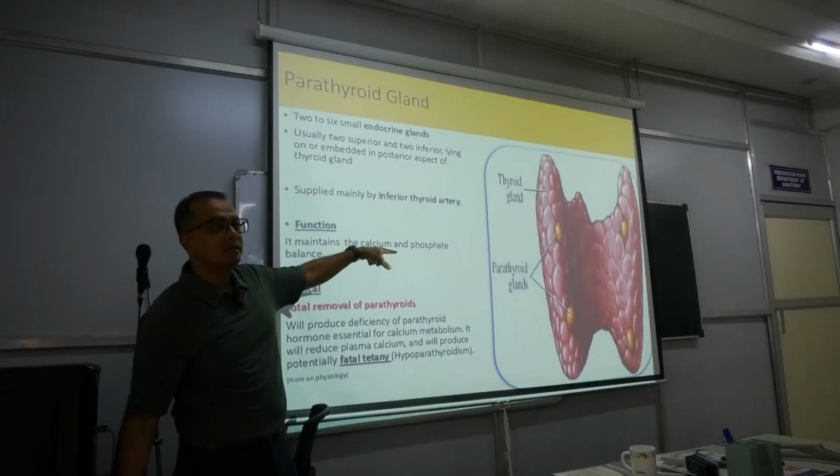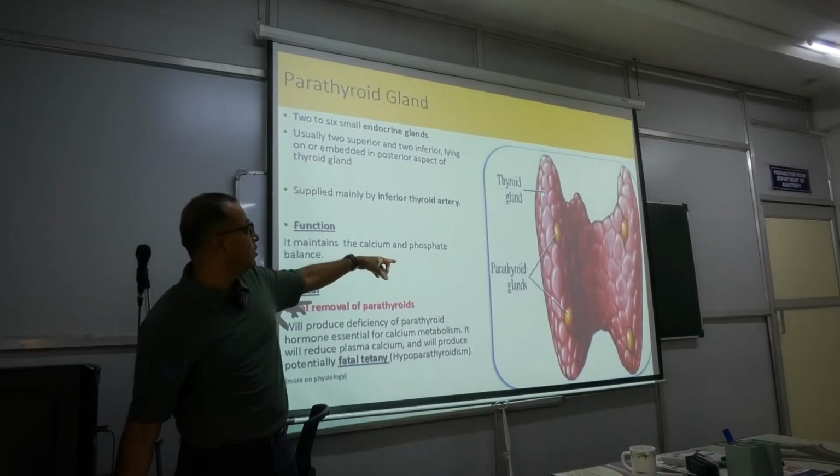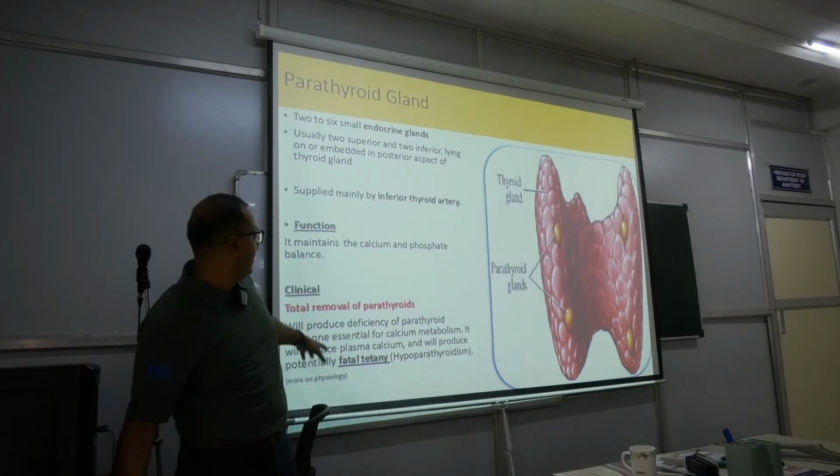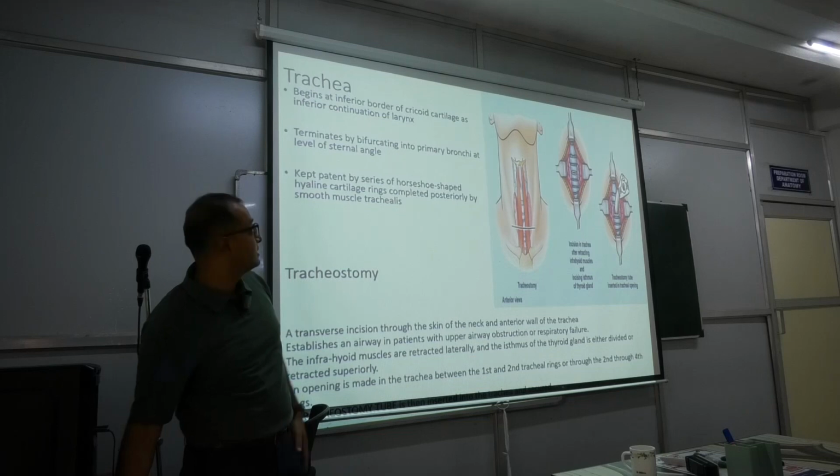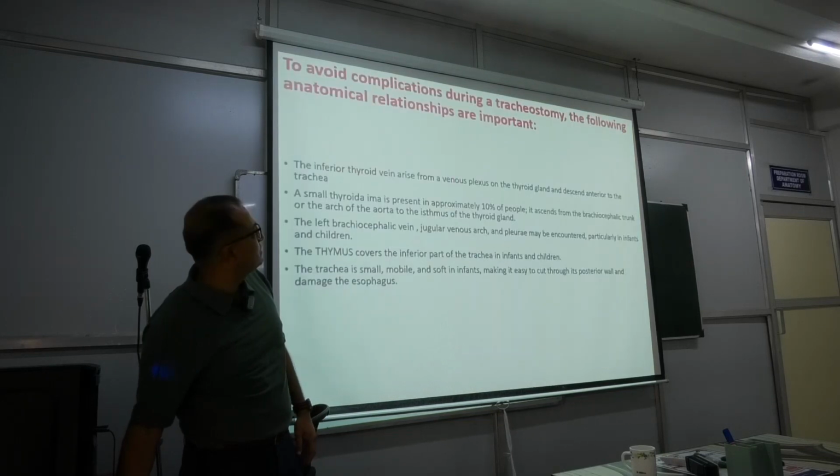Talking about this, this is the yellow dot of the parathyroid gland we are seeing here, and the removal of the parathyroid gland, which you are going to do by doing surgeries. All right, I'm leaving the trachea, I will teach it the next day.